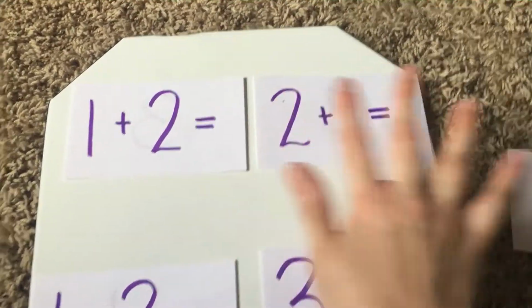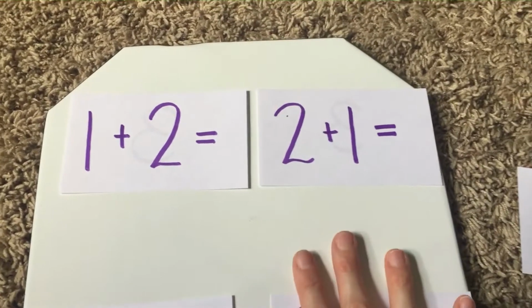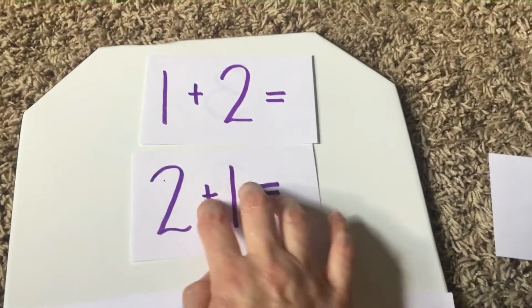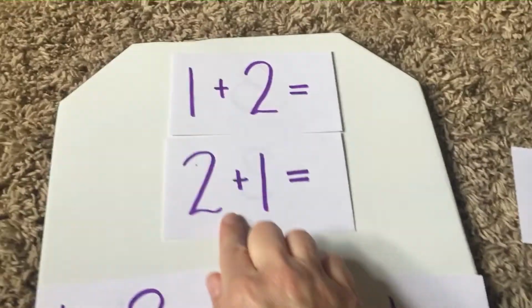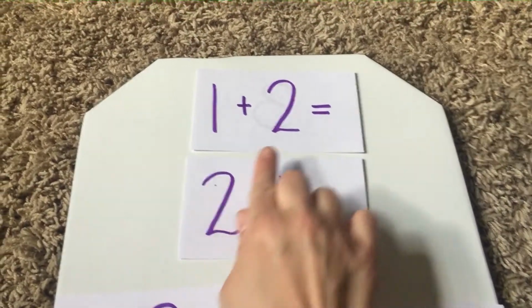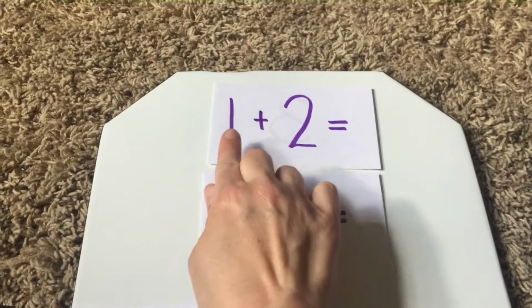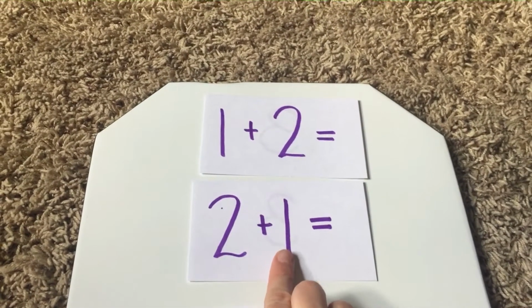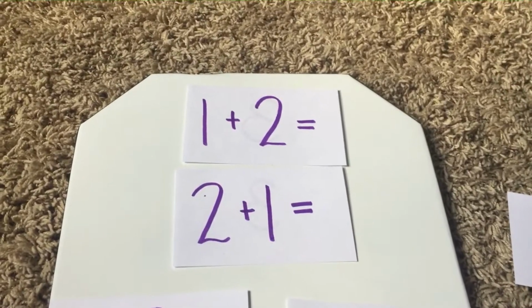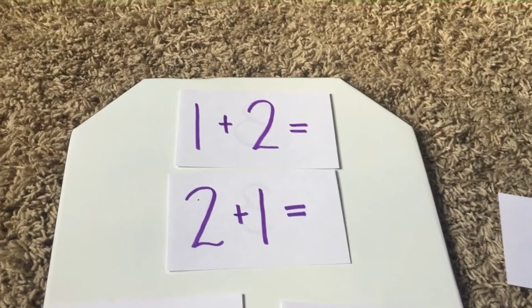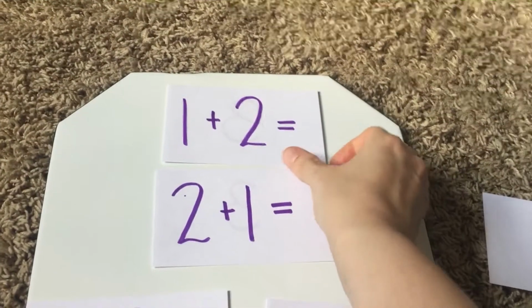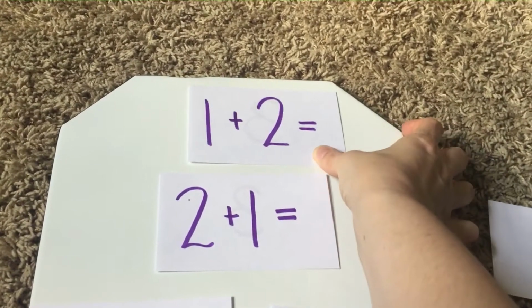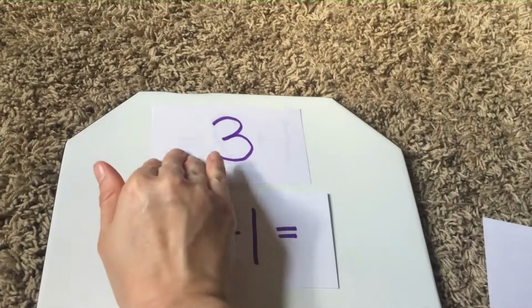You'll notice again we have some numbers that are flip-flopped. They're the exact same math equation. The numbers are just flipped. But again, think about if you have 2 and you add 1 more. 2 and 1 more. Well, what number comes after 2? You're right, 3. So if we add 1 to 2, we get 3.